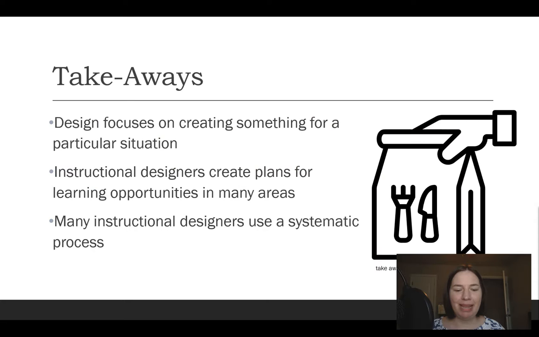All right, main takeaways from the first 2 videos, the first week. First, remember that design is focusing on creating something for a particular situation. Instructional designers create plans in many different areas, including museums and construction booklets and all kinds of stuff. And many instructional designers use a very systematic process to make sure that they design the most effective product.